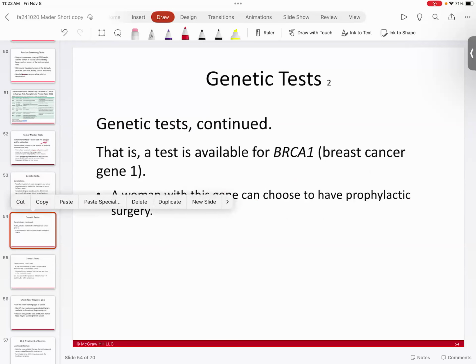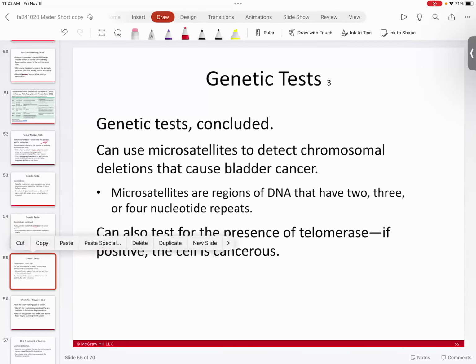So that's one way to do it. For instance, you can have a test for BRCA1, which is a breast cancer gene. And ultimately, you can be proactive. If you know you already have a predisposition for this, then you can already be proactive. Rather than waiting for development, you can go after it and do a preemptive type of a situation.